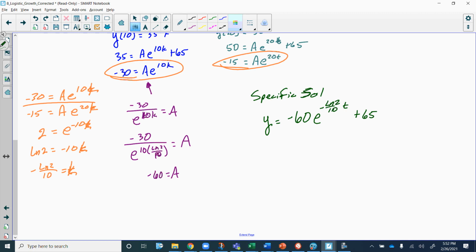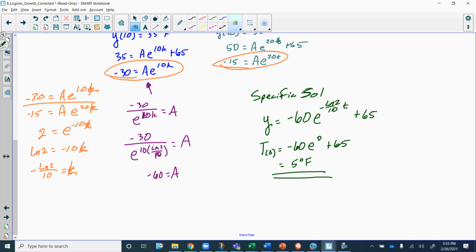Now what we're being asked to identify is what is the car's initial temperature. Not the car, the coffee's initial temperature. So at time 0, what's the initial temperature? In this case, let's say T of 0, the temperature at time 0, would be equal to negative 60 e to the 0 power, effectively, plus 65. So negative 60 times 1 is negative 60, plus 65 is 5 degrees Fahrenheit. So, brain freeze city, here we come.